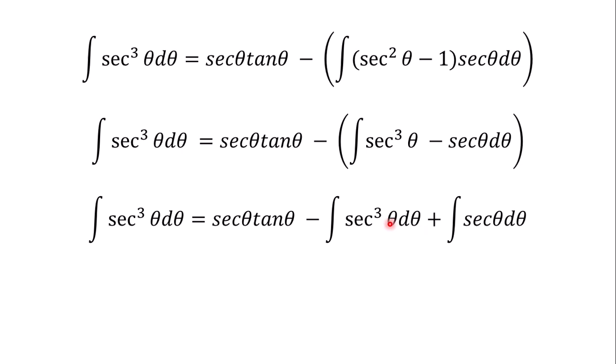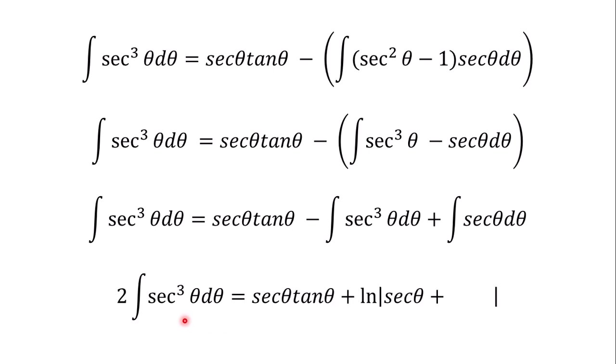So we're just going to send this one to this side and then add it to this one, and that will give us what? 2, because it's a like term. So you're going to get 2 multiplied by the integral of secant theta raised to the third power d theta, which is equal to secant theta tan theta plus the natural log of the absolute value of secant theta plus tangent theta.